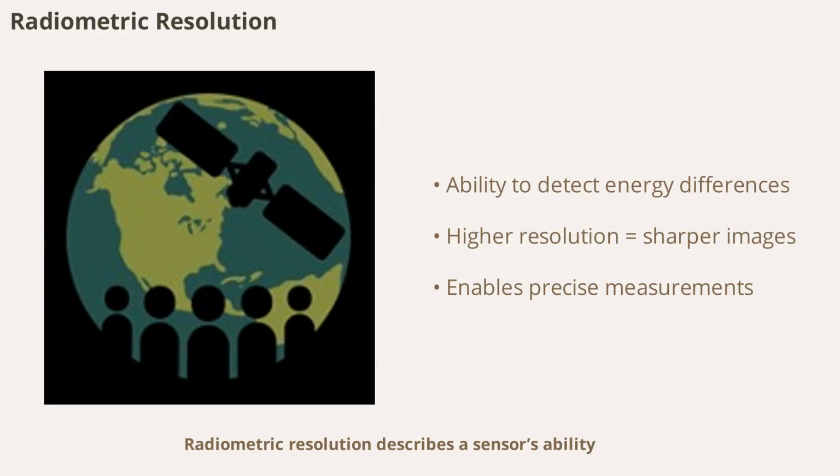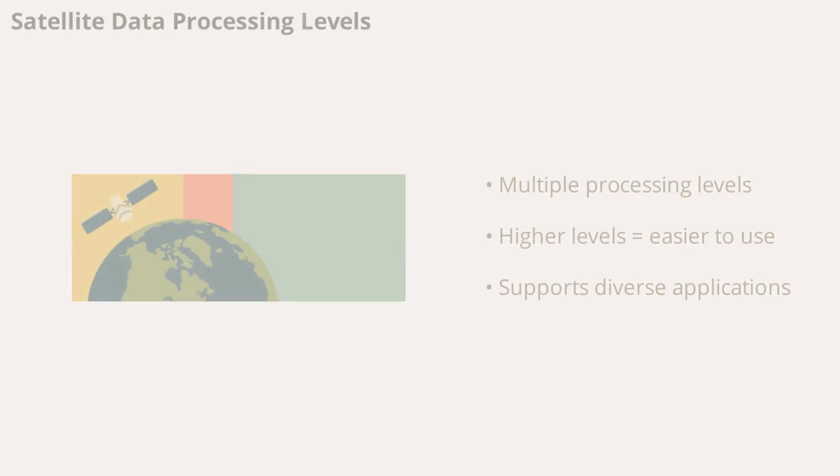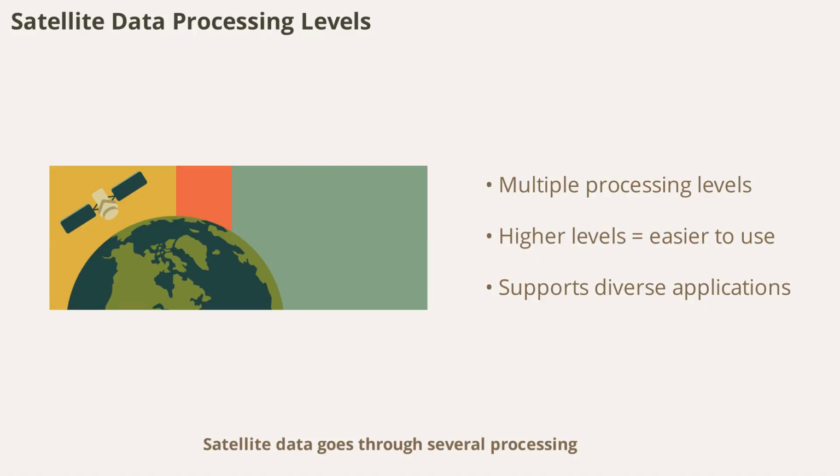Radiometric resolution describes a sensor's ability to distinguish differences in energy or radiance. The higher the radiometric resolution, the more sensitive the sensor is to subtle changes, resulting in sharper and more detailed images. For example, a 12-bit sensor can detect 4,096 levels of energy, while an 8-bit sensor detects only 256. This capability is essential for applications that require precise measurements, such as detecting slight changes in vegetation health or surface temperature.